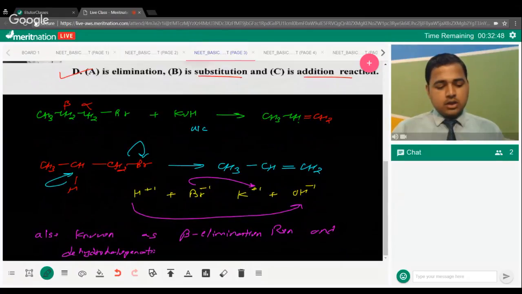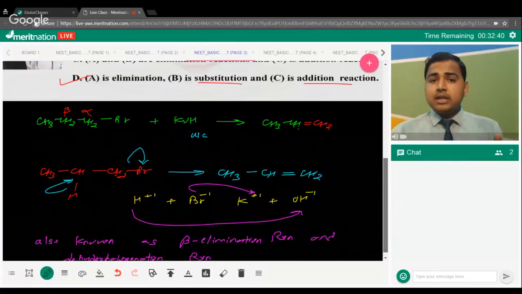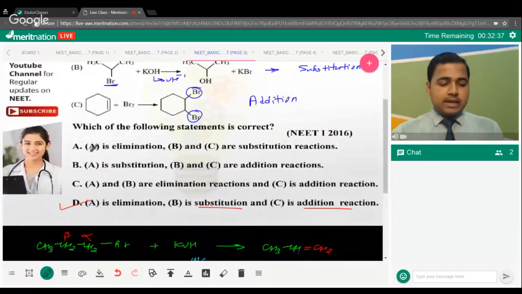Dehydrohalogenation reaction. In multiple choice questions, you don't need to solve the complete question. First of all, solve one part, then go through the options. A is elimination, so option A can be the answer. Option B cannot be the answer. For options C and D, by solving only A, we cannot get the idea.